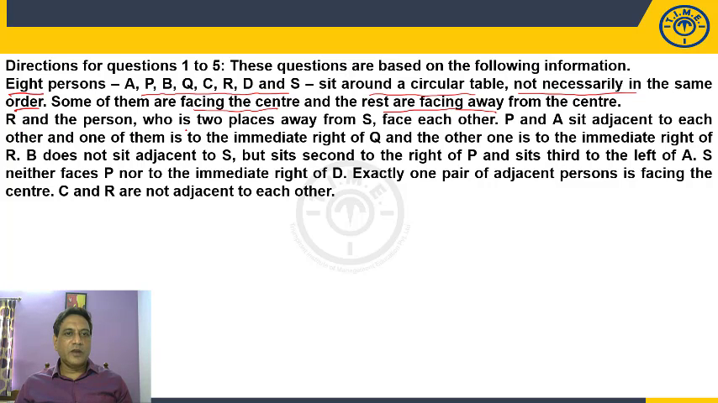R and the person who is 2 places away from S face each other. 2 places away means what? 1 in between. But is it to the right side or left side? That information is not there.